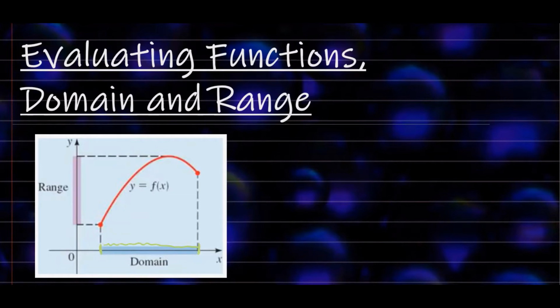And range is the set of y values corresponding to the x values. So the range will be the y values. The lowest y value that exists is right here, and then the graph exists all the way up to here. That would be the range for this given graph. So knowing that the domain is the set of x values and the range is the corresponding y values, let's take a look at some examples.